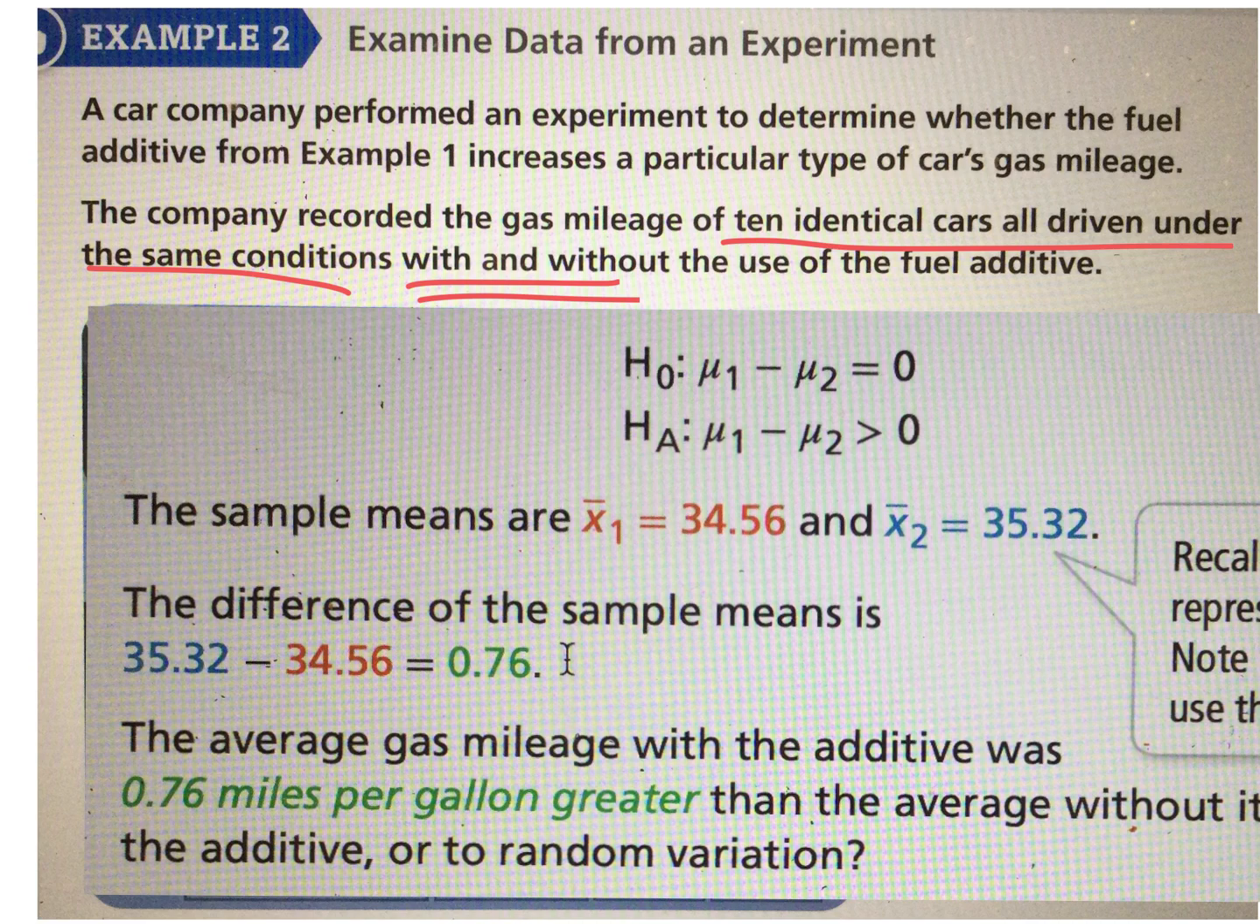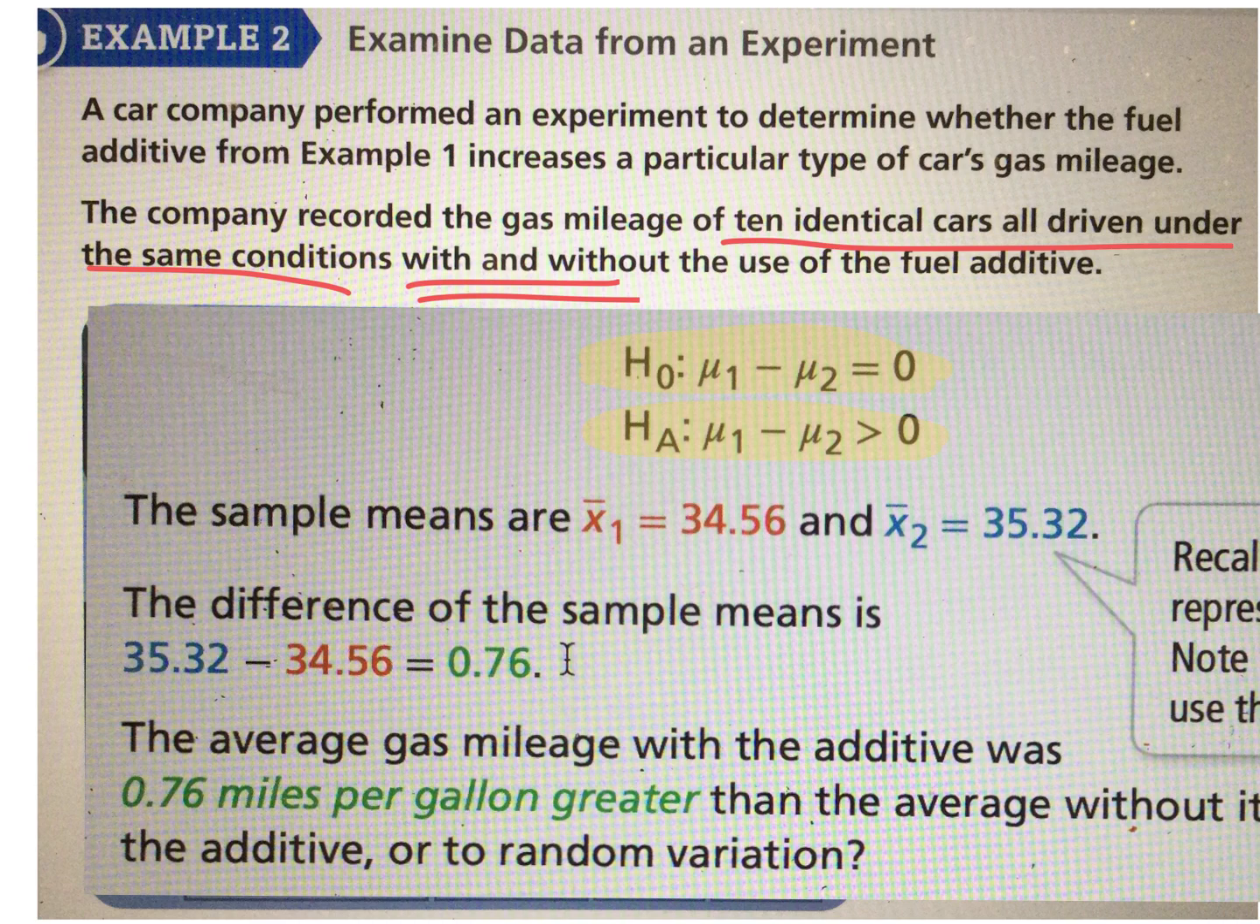I would like for you to write down that the null hypothesis would be that the change does not occur. So if you subtract the means from the two different groups, they would be 0. And the alternative hypothesis would be that if you subtract the difference between the two groups, the mean would be greater when the fuel additive existed than when it didn't.